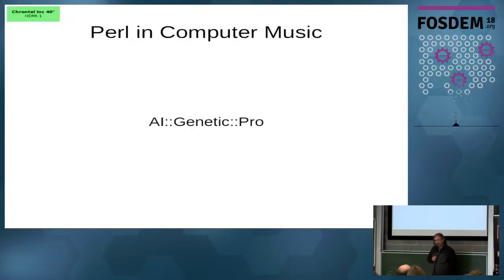For the genetic algorithm itself, I used another module I've used before successfully called AI Genetic Pro. It's quite fast, it's got very good performance. It can handle very large populations.